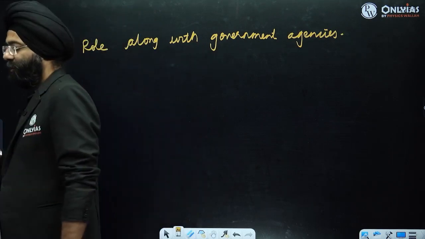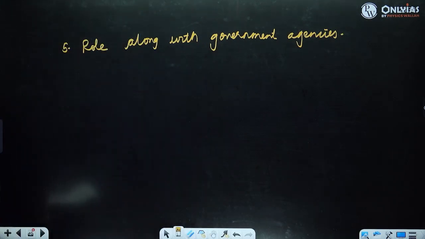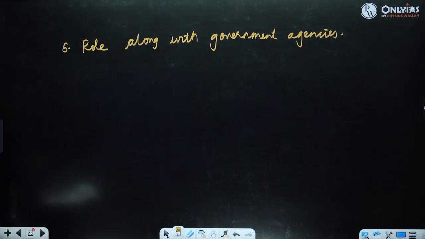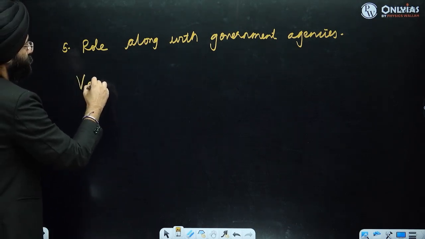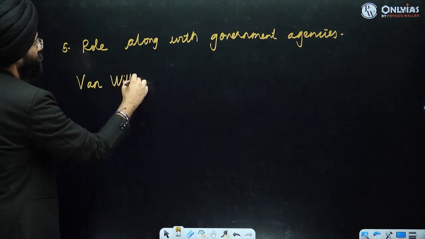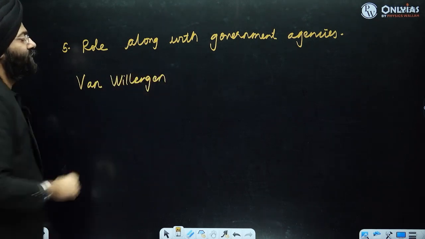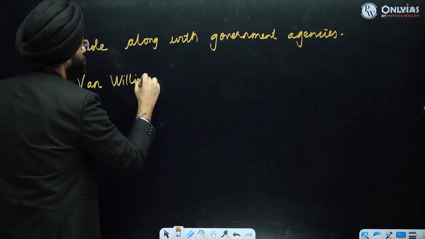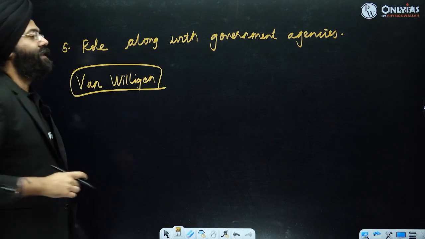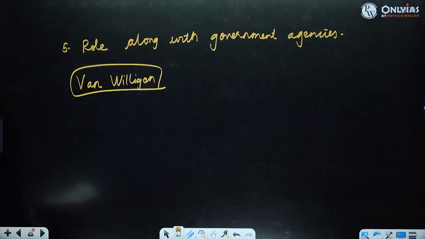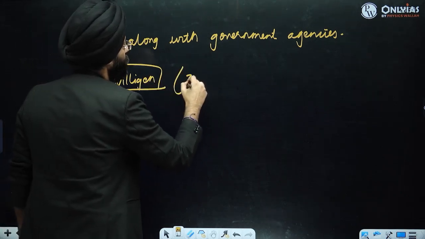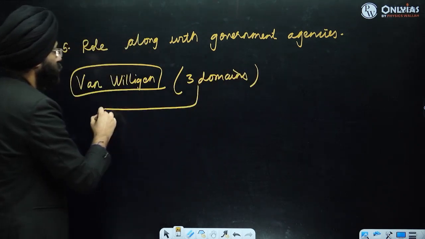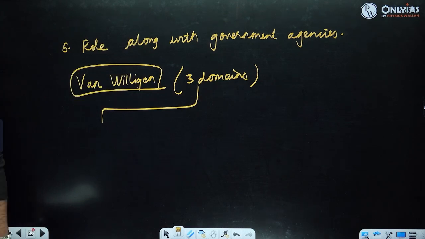This is again helping in the nation building. Now see, we can take one thinker and basically mention about it. See, Van Willingen has actually shared an opinion with three domains with respect to the anthropology. What are the three domains where role of anthropology becomes important?